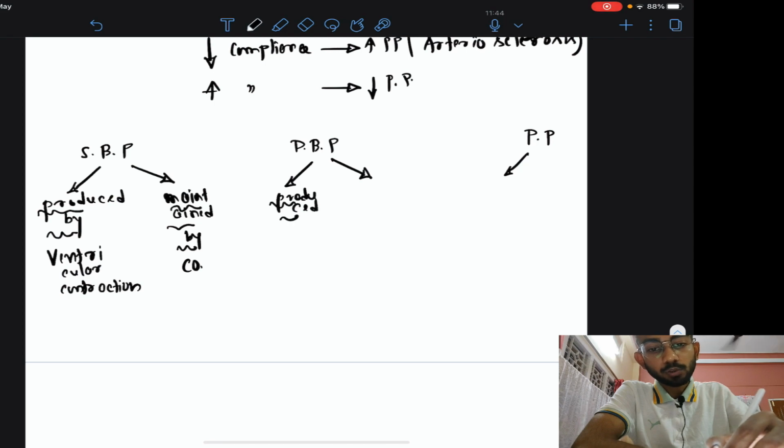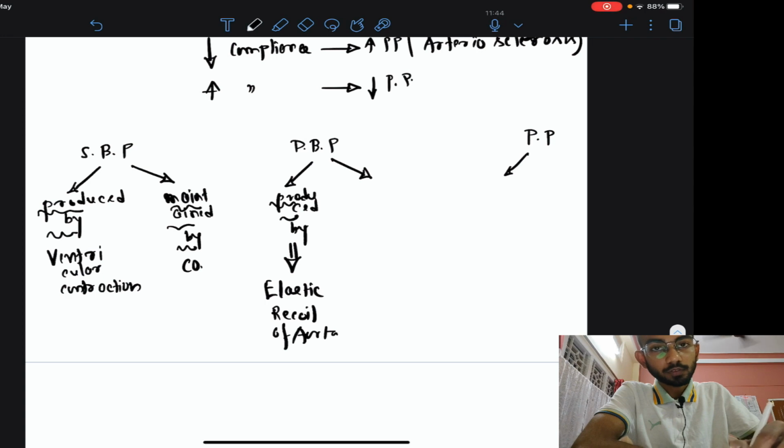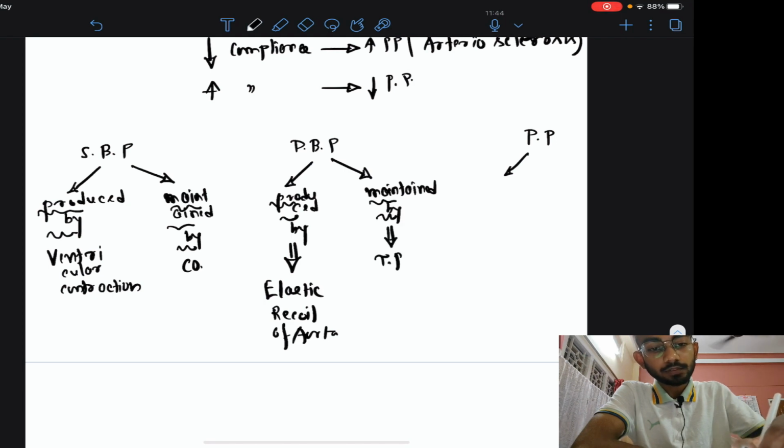During the diastole, we know that the semilunar valves are closed. So what is the diastolic blood pressure produced by? It is produced by the elastic recoil, guys. Elastic recoil of the aorta. And what is it maintained by? The diastolic blood pressure is, on the other hand, maintained by the total peripheral resistance.